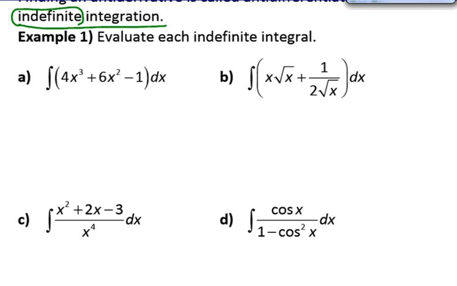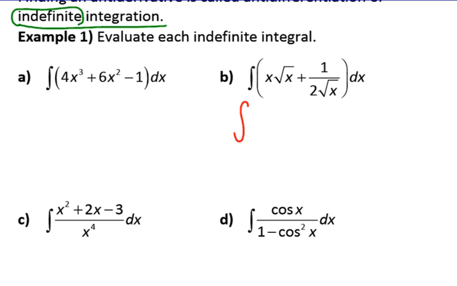Okay, now for part B. This one looks pretty crazy as it's written. In order to apply the power rule, we need to have everything rewritten and simplified before we take the integral here. So this is simplified in its radical form, but I want to take all my radical forms and all my negative exponents and put them in exponential form.